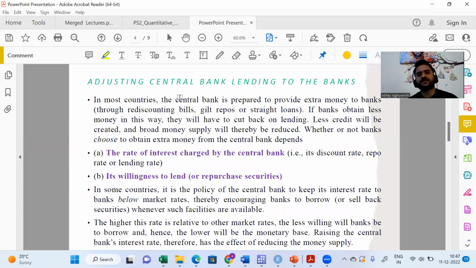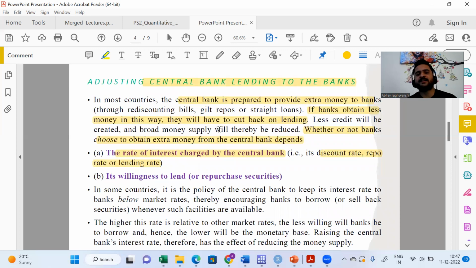So the next thing that we discuss is adjusting the central bank lending to the banks. Okay. So in many countries, it is observed that the central bank provides extra money to the banks. If the banks obtain less money in this way, they will have to cut back on lending, right? So whether or not banks choose to obtain extra money from the central bank depends upon two things. One is the rate of interest charged by the central bank, which is called by different names in different countries: discount rate, repo rate, and lending rate.